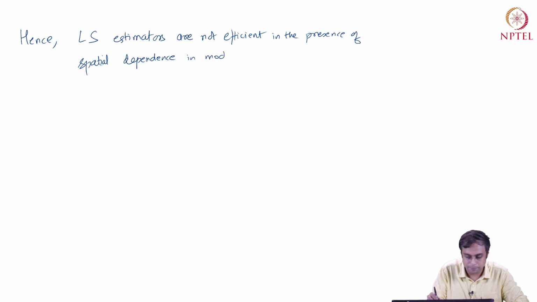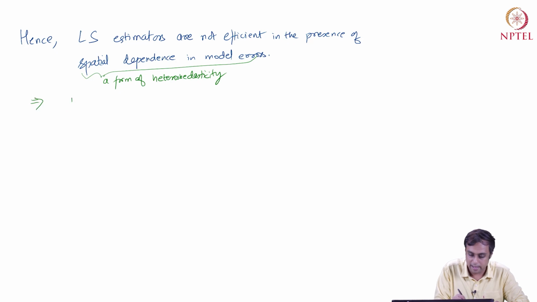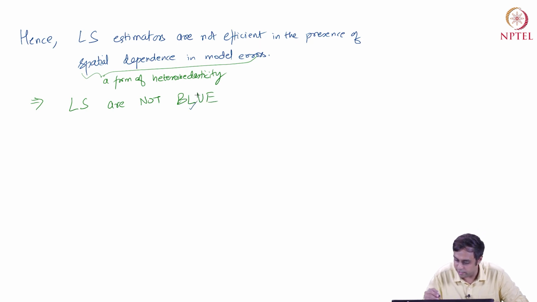in model errors. And this spatial dependence in model errors, as we have stated earlier, is a form of heteroscedasticity. That means that LS are not BLUE. Remember, they are still linear, they are still unbiased, they are still an estimator, but the trouble is they are no longer best. That is why they are not a BLUE estimator.